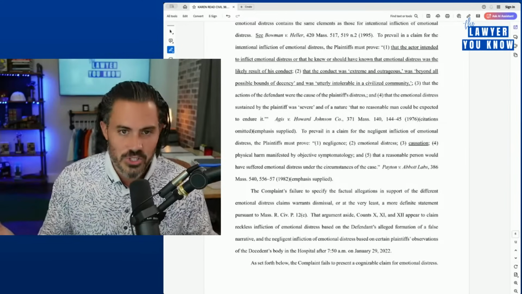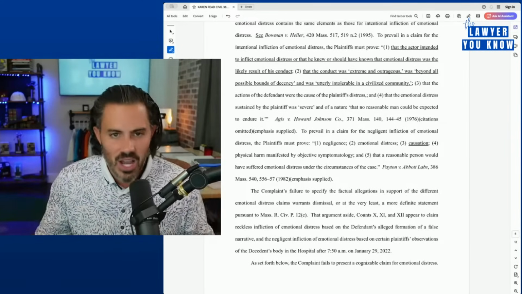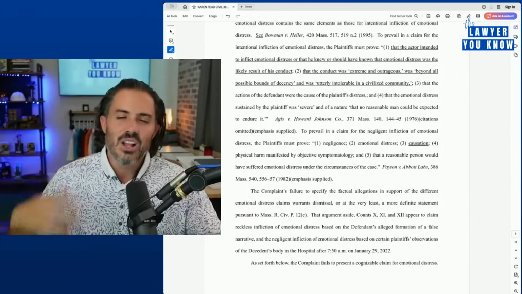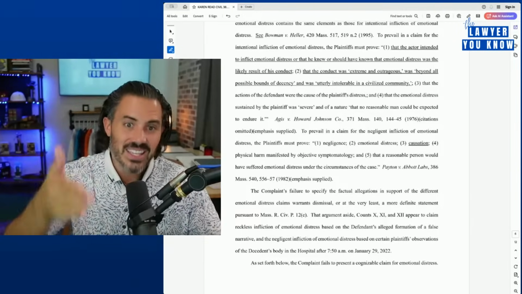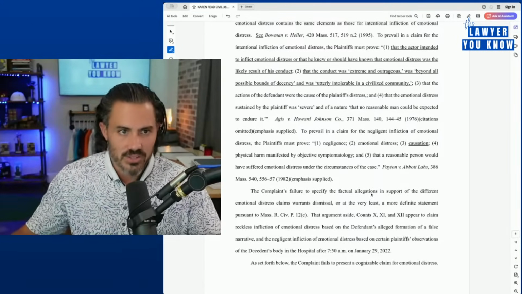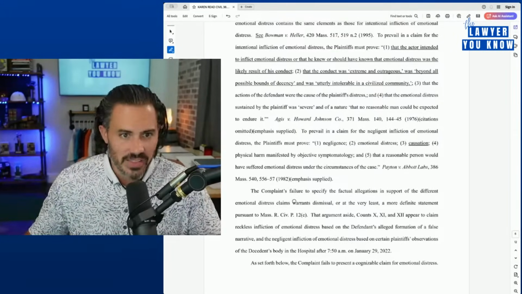Your normal person would not be offended by that. It would not cause them emotional distress. You don't have a claim for IIED or NEID. Those are the acronyms. NEID is negligent infliction of emotional distress. IIED is intentional infliction of emotional distress. So they're just trying to define that for us.